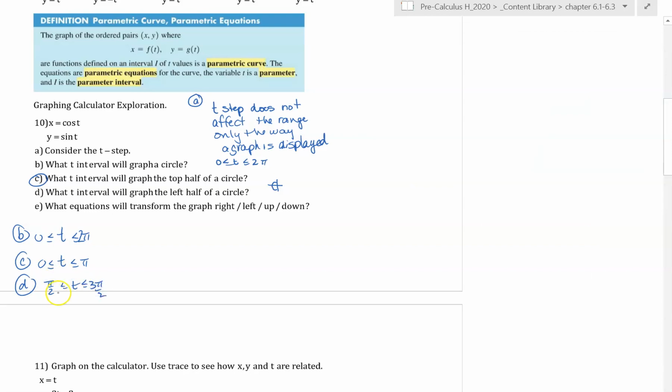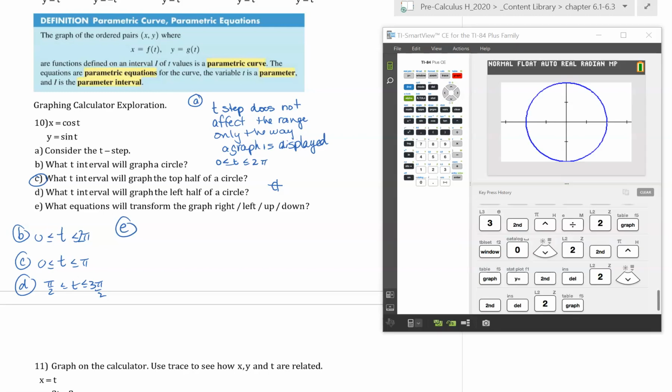Okay, part E. What equations will transform the graph right, left, up, and down? So go ahead and just play around with your graphing calculator and see what type of transformations you can think of that will affect the graph. Well, can you see that I made the radius 2? Let's see how I did that.